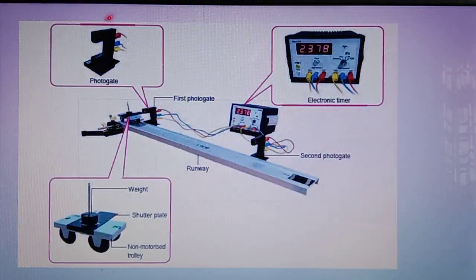In this diagram, you can see a photogate. This one is a photogate, and this one is the electronic timer. This one is a trolley, a non-motorized trolley. There's a weight put on in order to increase or decrease the mass, and there's a shutter plate here. So you can see how we arrange the runway. We put two photogates. There's a first photogate here, and this one is the second photogate.